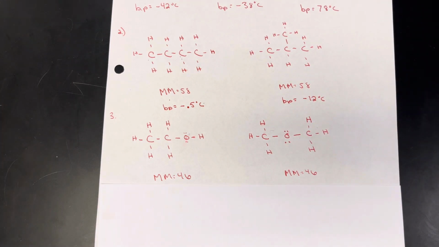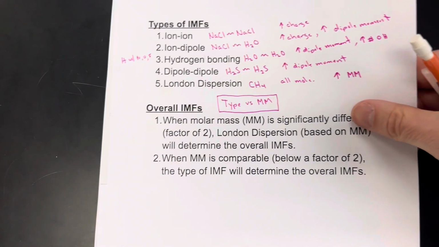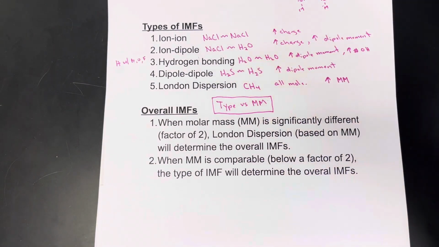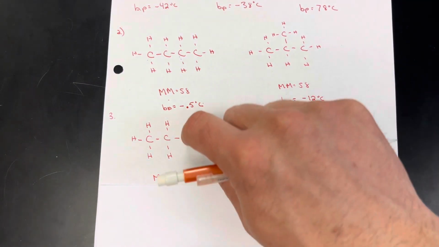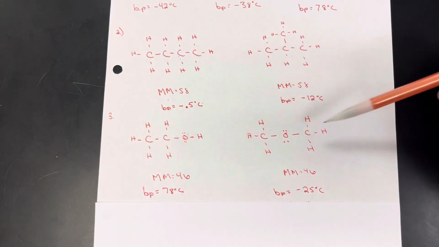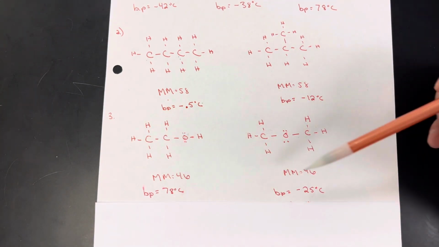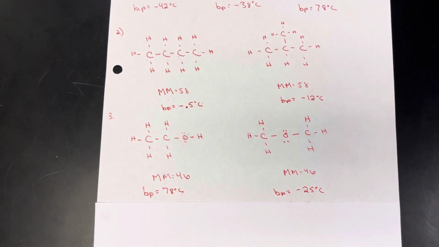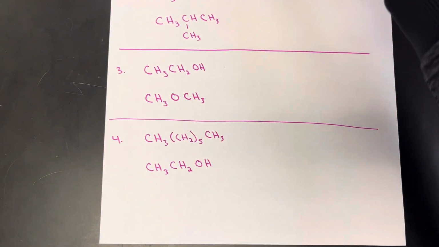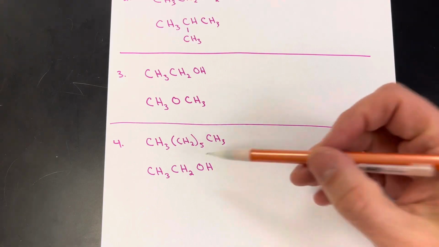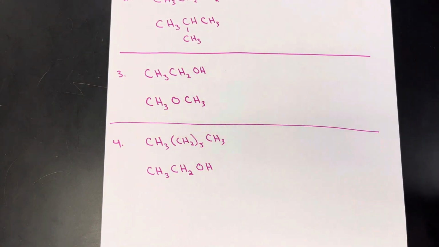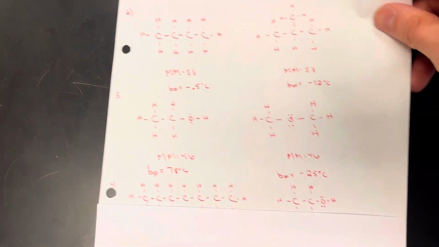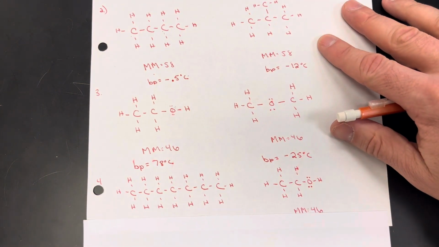Well, which one is higher between hydrogen bonding and dipole-dipole? Hydrogen bonding is higher than dipole-dipole. So I would suspect that this one has a higher boiling point than this one, 78 degrees versus negative 25 degrees. And for our last example, we're going to take a look at this one. I'd like you to pause the video, draw this out, and then when we come back, we'll be looking at it. So after unpausing, you should have something that looks like this.